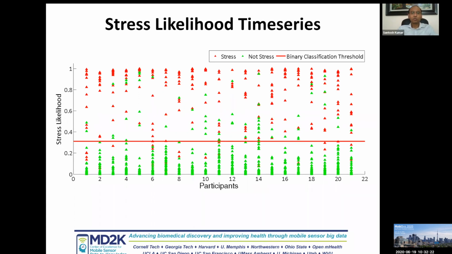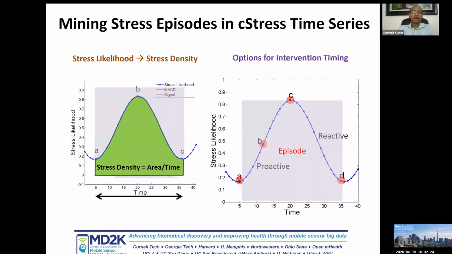So for that, we use this stress likelihood time series, and we use a moving average convergence divergence method to locate the stress episodes. That means those periods when the stress likelihood is elevated and remains elevated for some time. And so that provides us with major or significant stress episodes, which can then be used for intervention.